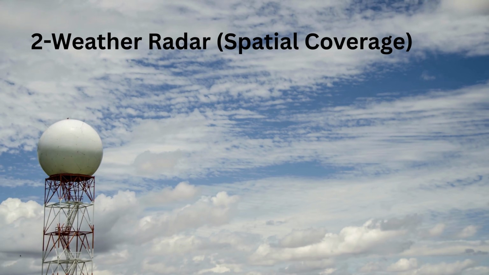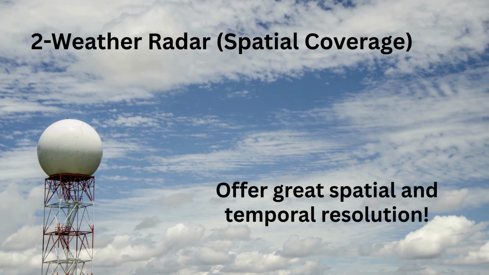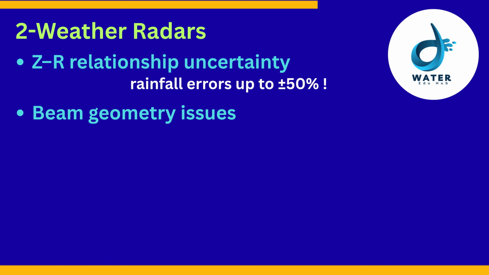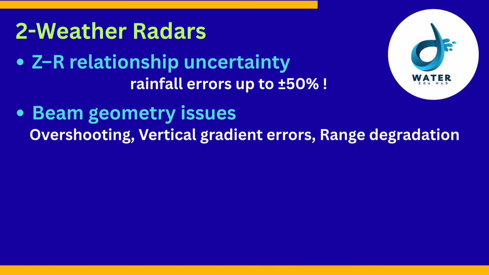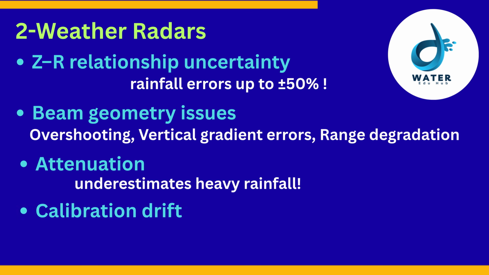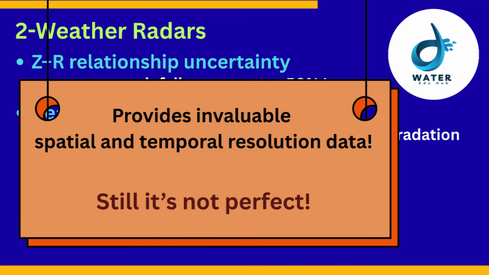Weather radars give us great spatial and temporal resolution but introduce new errors. The ZR relationship uncertainty can cause rainfall errors up to plus minus 50%. Beam geometry issues lead to overshooting, vertical gradient errors, or range degradation. Attenuation, on the other hand, underestimates heavy rainfall, and calibration drift introduces systematic bias. So, while radar provides invaluable spatial and temporal resolution data, it's not perfect.